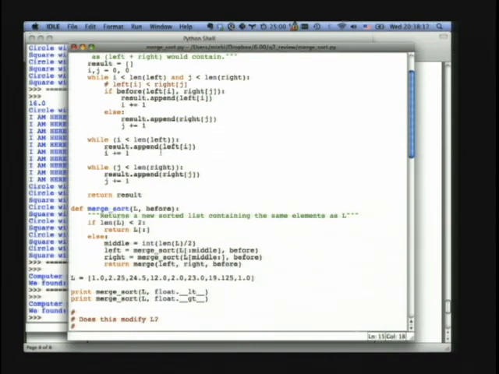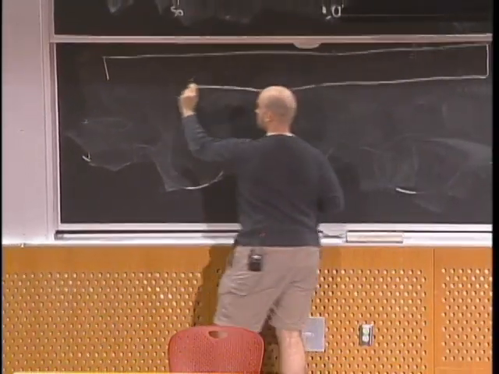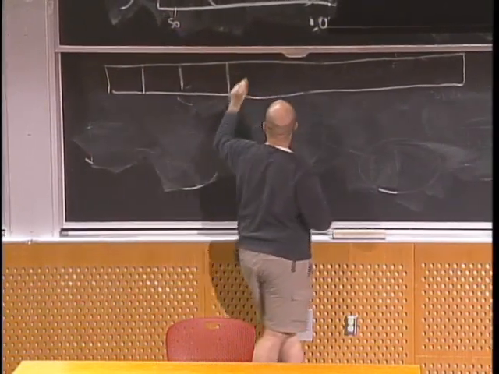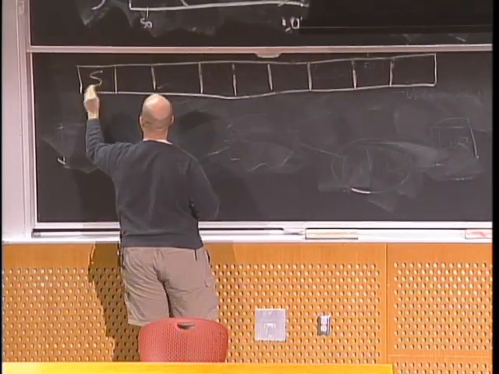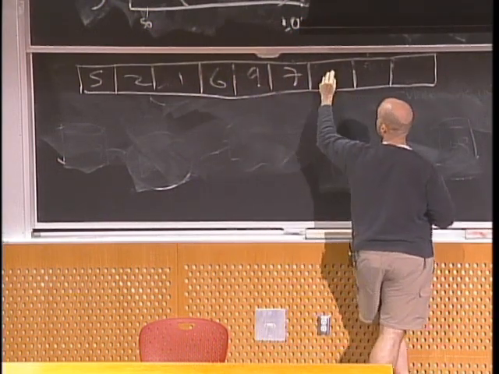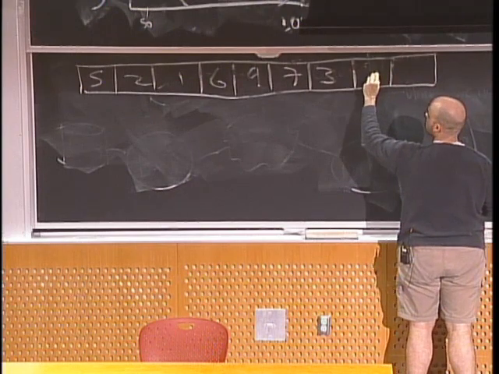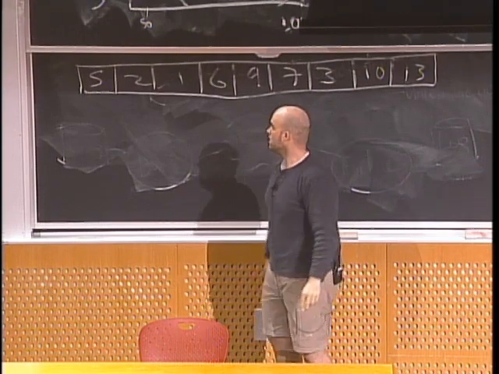So intuitively, because I don't think that was a very good explanation, let's say that I have a list of elements, and they're unsorted. Oh, what am I missing? All right, so it's an unsorted list of elements.